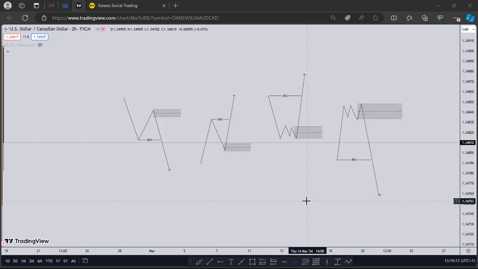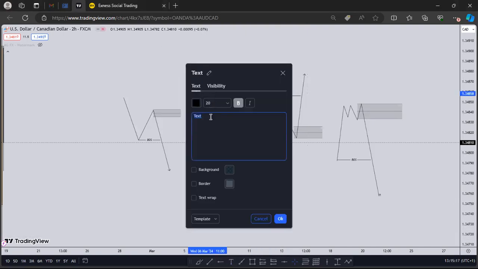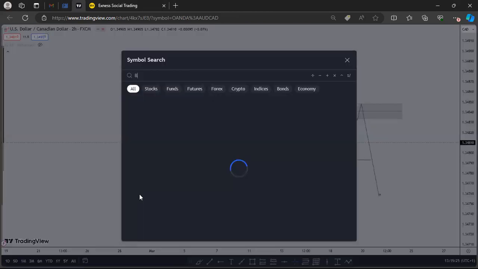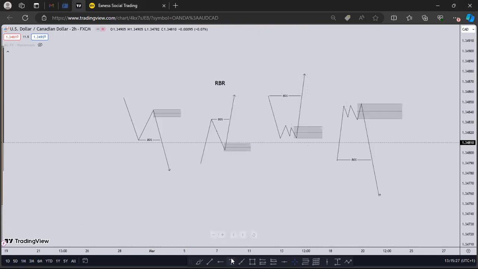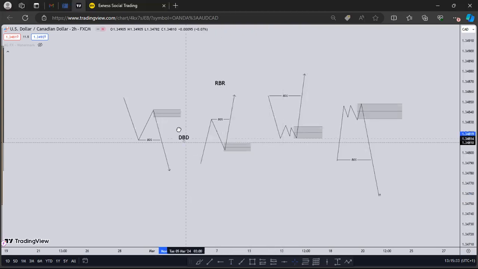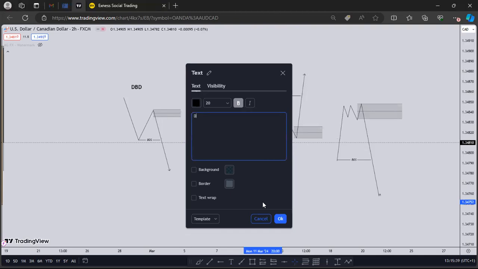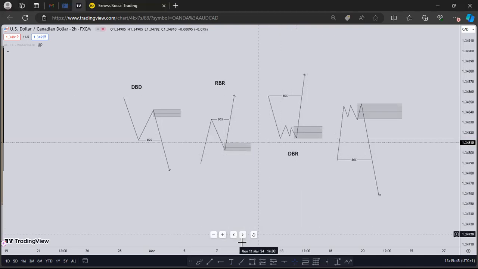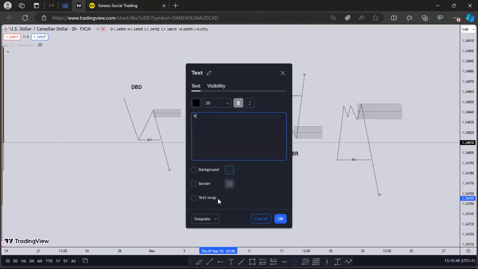So the four types of supply and demand: we have the rally-based rally, we have the drop-based drop for downtrend, we have the drop-based rally, and we have the rally-based drop.